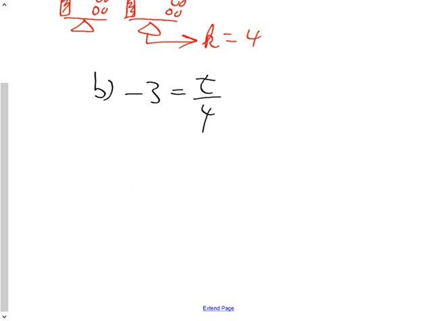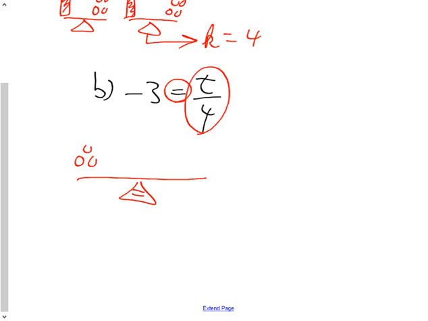In our B question, same scale, so our equal sign really is showing the balance. Negative 3 is equal to, how do I read this particular expression, t over 4? Deacon, how do I read t over 4?